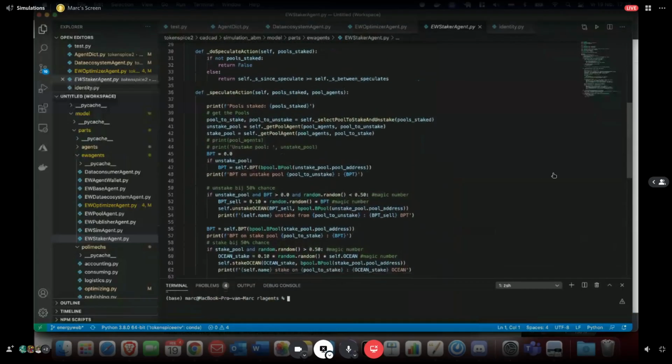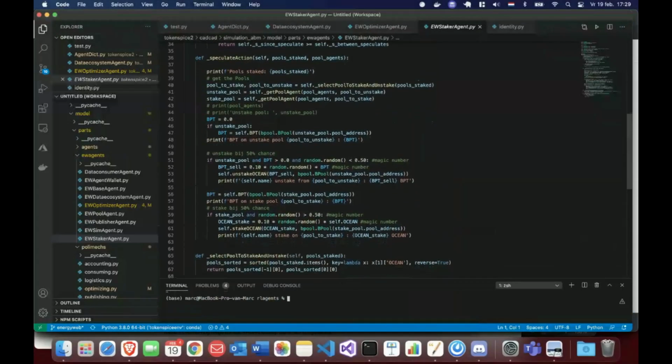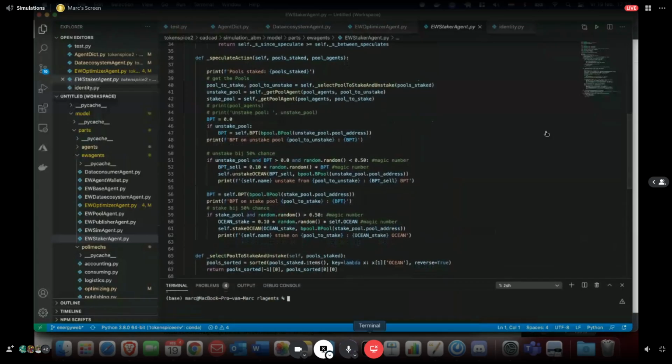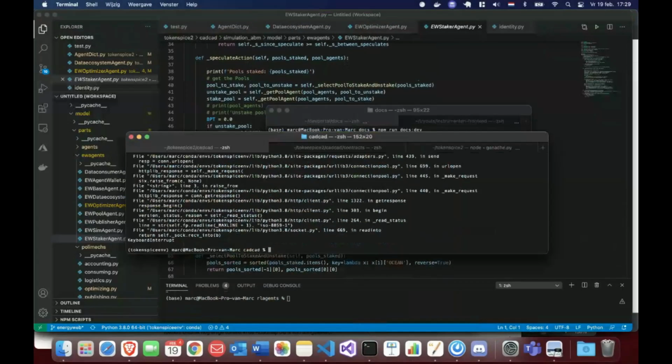Yeah. So as you see here, I put some print statements just for debugging purposes or just to show what's happening. I will start a simulation now, so you can see what's happening during the simulation.